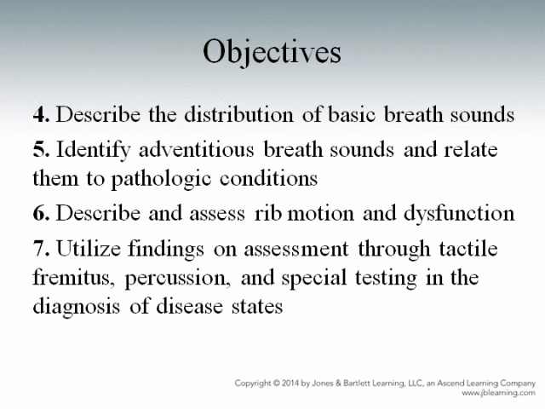Describe and assess rib motion and dysfunction, and that's probably not a highlight of this. Identify adventitious breath sounds and relate them to pathological conditions. Now, this is relatively easy. If you had this in undergraduate school, you thought rales, coarse rales, fine rales, rhonchi, and it was very important to be able to discriminate them if they were in the upper part of the lungs, the lower part of the lungs, front of the chest, back of the chest, and to describe those to your instructor. I'm going to give you a simpler approach.